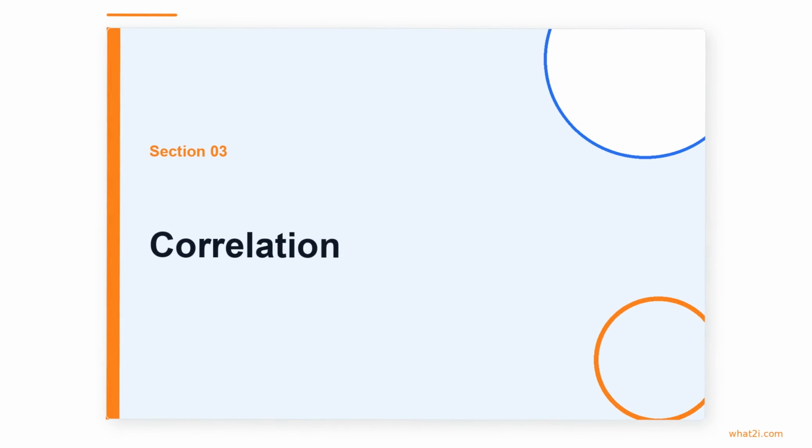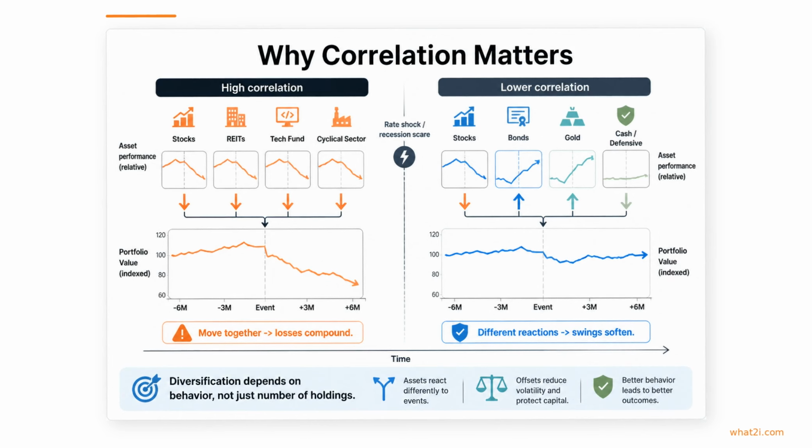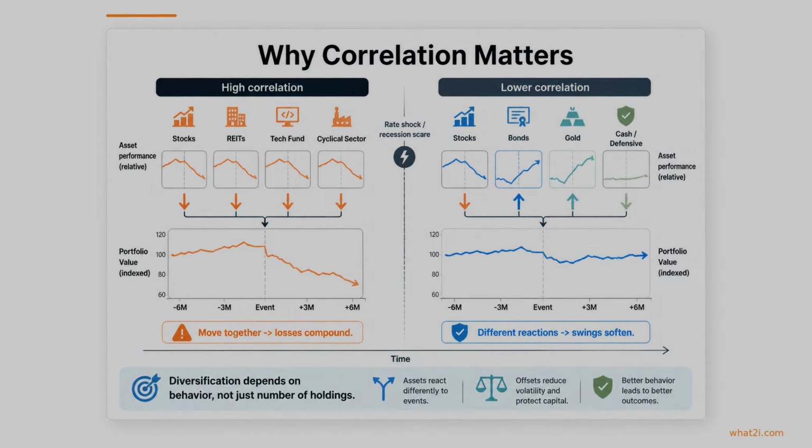Section 3. Correlation. Correlation matters because a portfolio becomes fragile when many holdings respond to the same forces in the same direction. If several assets tend to drop together during a scare about rates, growth, or credit conditions, losses can stack up quickly. When holdings react differently, weakness in one area may be softened by stability or strength somewhere else. That is why diversification is about behavior, not just quantity. Holdings that all share the same economic exposure do not provide much protection. Correlation helps you see whether positions are likely to amplify one another or offset one another when conditions change.